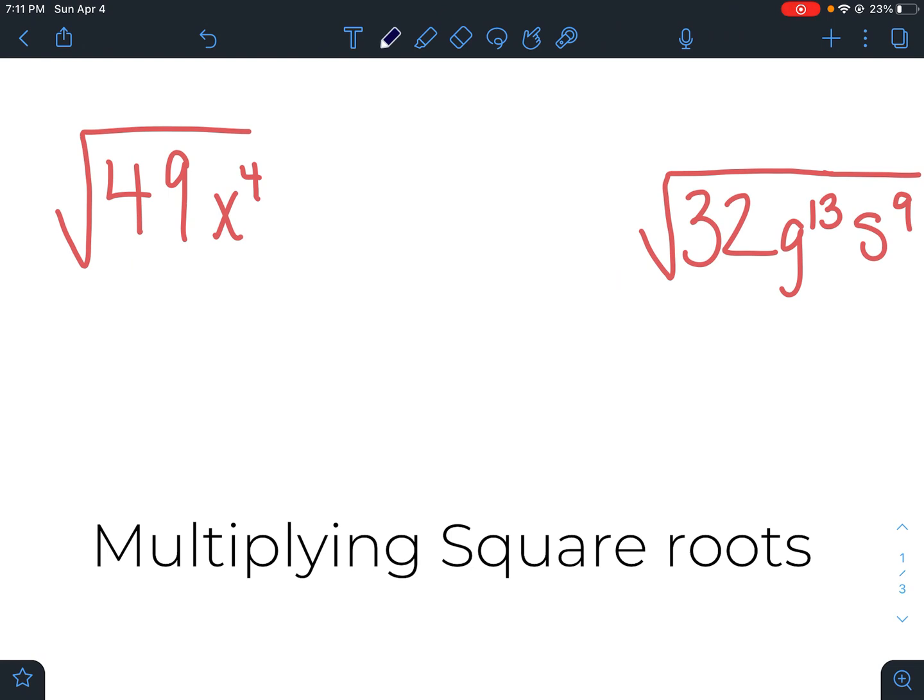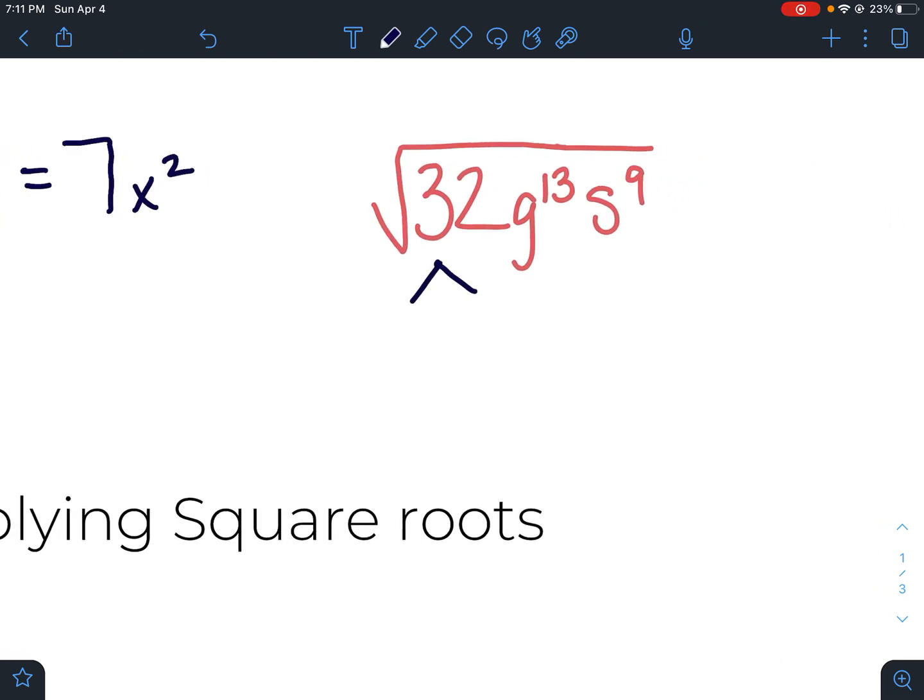Here I have a number and letters. 49 I can break down into 7 times 7. So that's a pair that's going outside. And x to the 4th, that's divisible by 2, so that gives me x squared. Nothing left, just 7x squared.